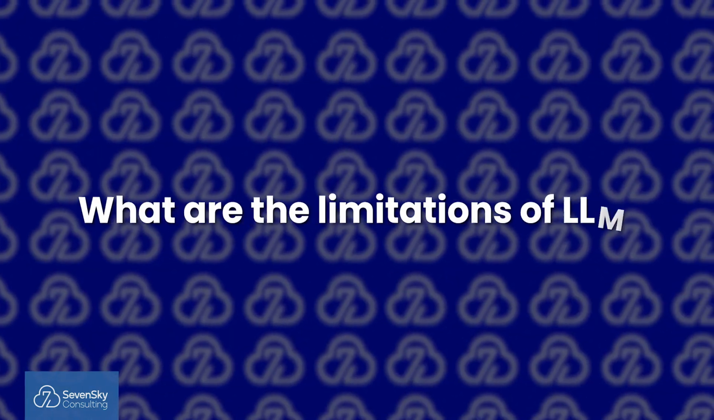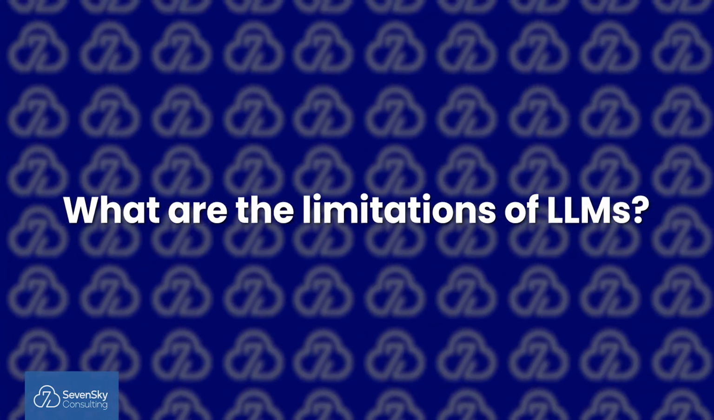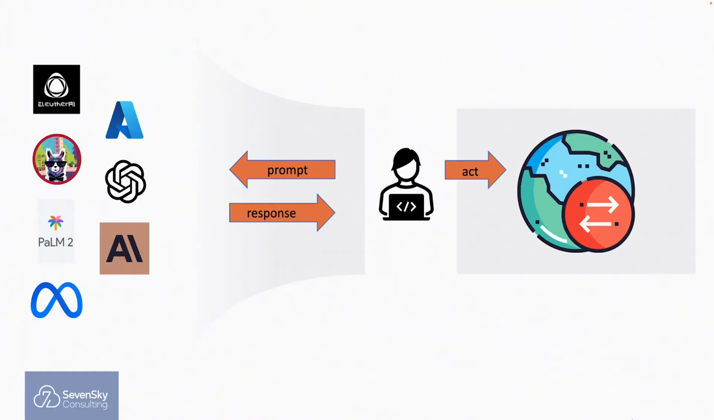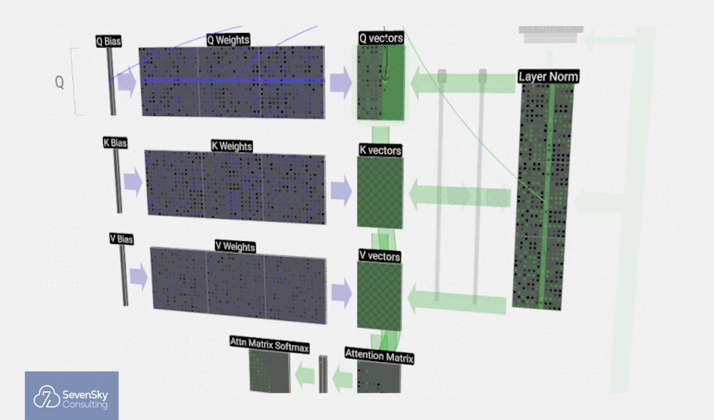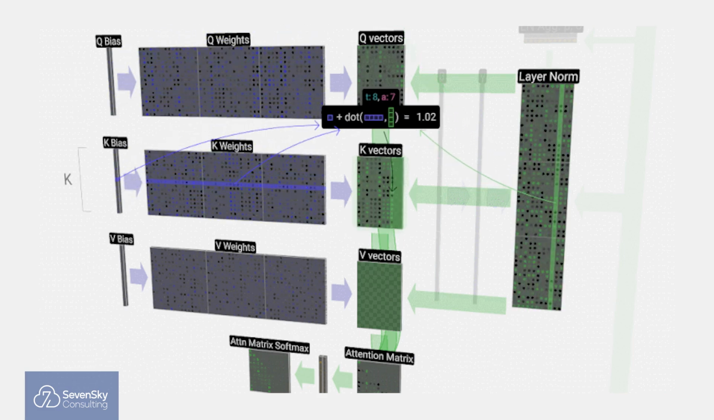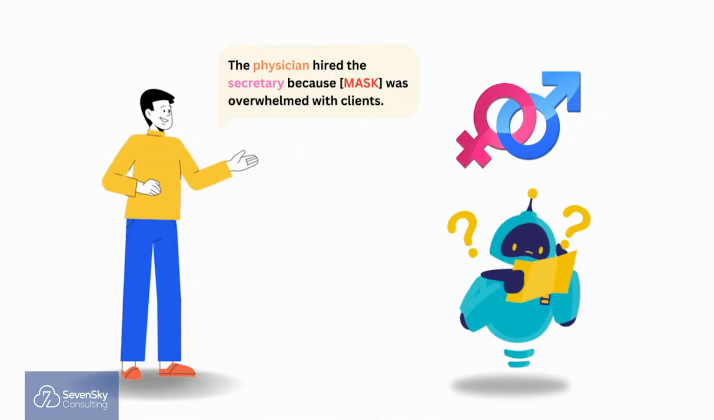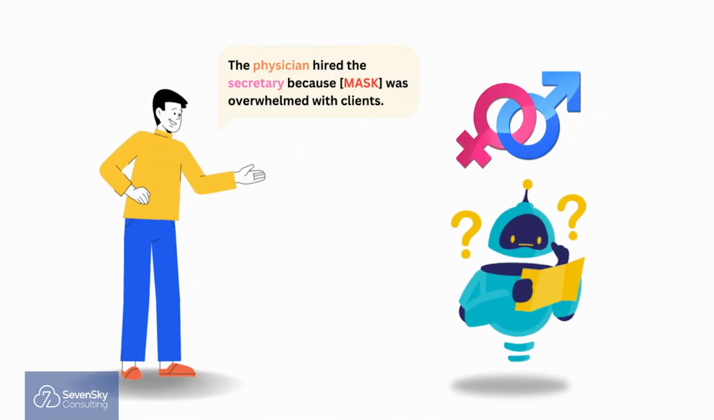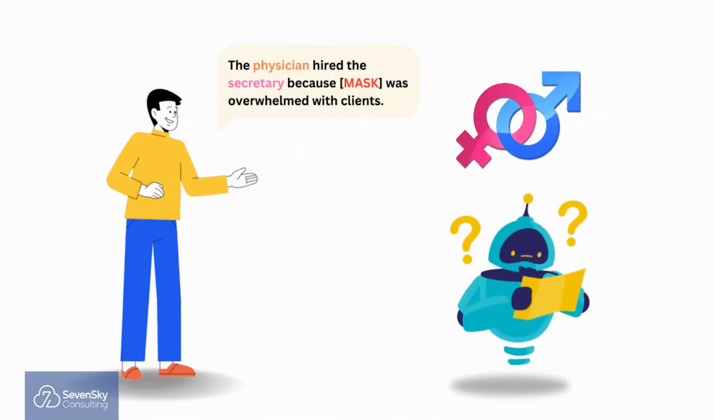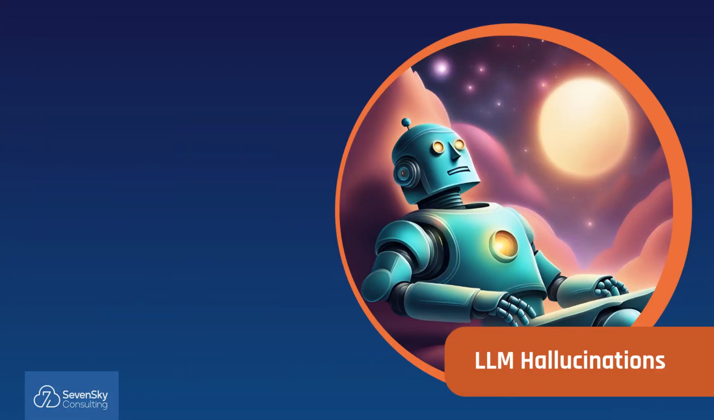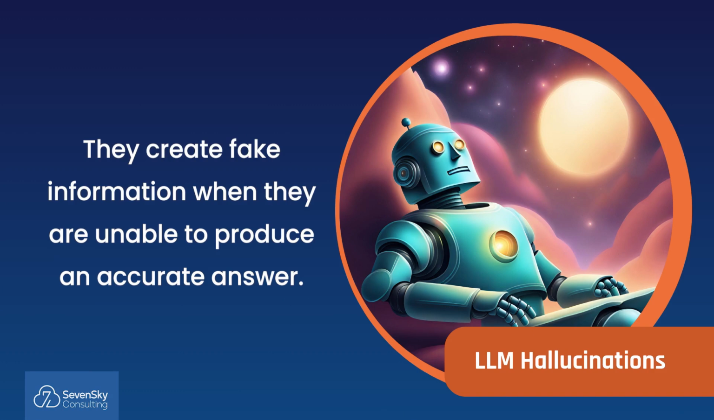What are the limitations of LLMs? In terms of the information they provide, however, LLMs can only be as reliable as the data they ingest. If fed false information, they will give false information in response to user queries. LLMs also sometimes hallucinate. They create fake information when they are unable to produce an accurate answer.